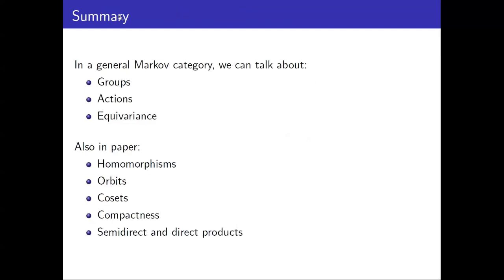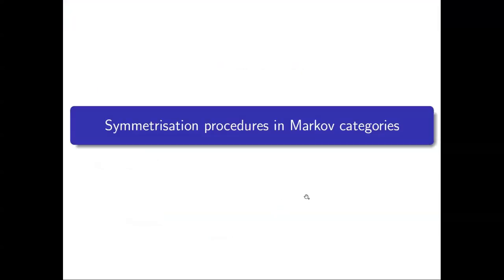Okay, so just to recap, we've got a way now to talk about groups, actions, and equivariance in a general abstract Markov category C, where we can instantiate that now if we want to talk about measure theory or any probabilistic setting that you care about. You can talk about all of group theory at this level of abstraction as well. There are other notions defined in the paper that are useful too: homomorphisms of groups, orbits, cosets, compactness, semi-direct and direct products as well. They're all suitable generalizations that give you quite a rich language for talking about this theory in this abstract setting. So you don't actually lose very much by zooming out in this way, at least for this application.